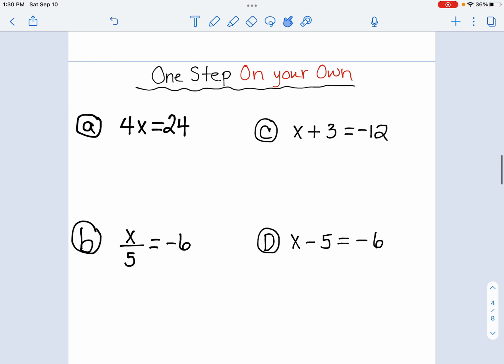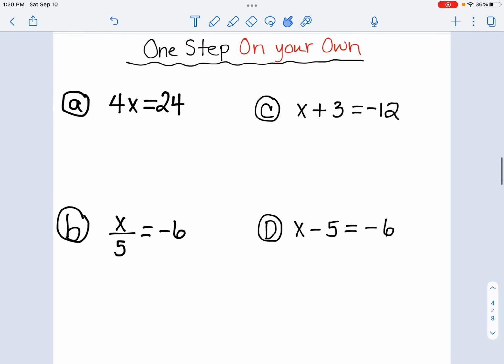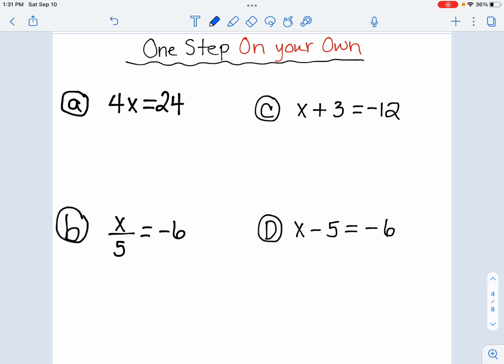These are the 1-step on your own problems. What I would do is I would pause the video to see if I can do these on my own, and then unpause to check my answers. So first question, we have multiplication going on, so we'll need to divide 4 on both sides, and we end up with an x of +6.